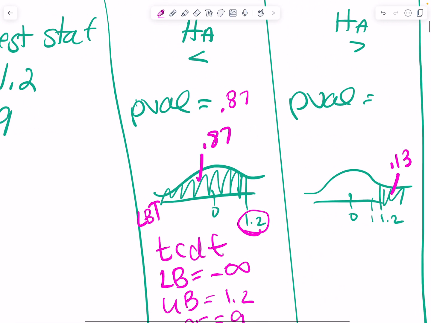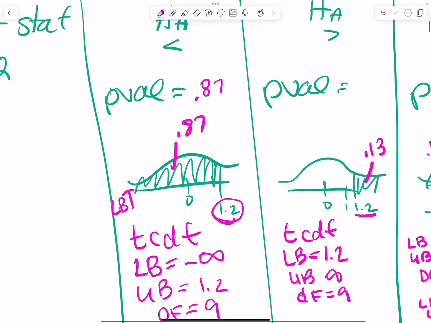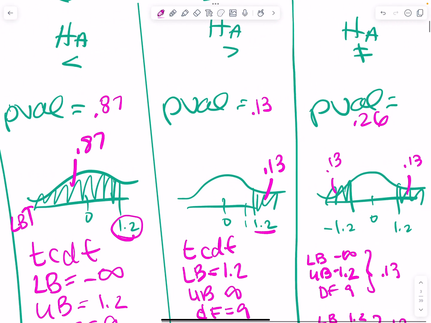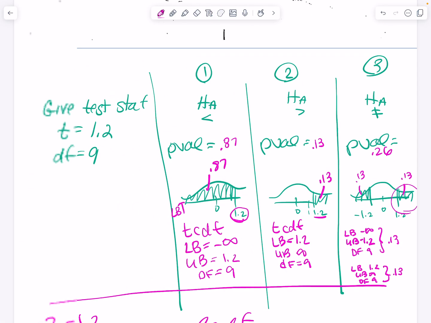If it was an HA greater than, same thing, I'm going to use tcdf again because it's a t test statistic, except this time the lower bound is going to be 1.2. Upper bound is going to be infinity, and the degrees of freedom is given to me at 9. And my p-value is going to be 0.13. For a not equal to, I just do one side, which I already did, found the p-value at 0.13, and I'm going to double it because it's both of those.